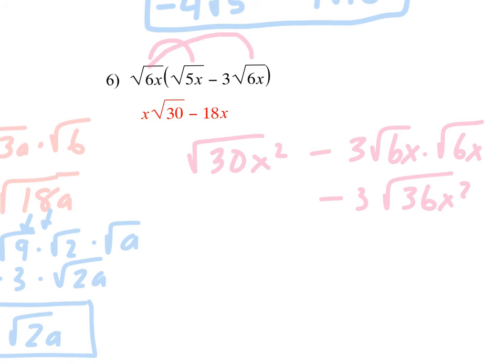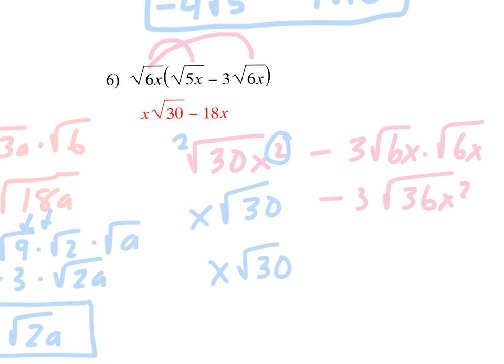I'm going to go back to the first one there. Use blue on this one. This 2 is divisible by this 2, so that means that x comes out. But 30 does not. You cannot break down 30 with a perfect square. 3 and 10 do not work. 5 and 6 do not work. 2 and 15 do not work, so that one is done. So that's going to stay as x the square root of 30.